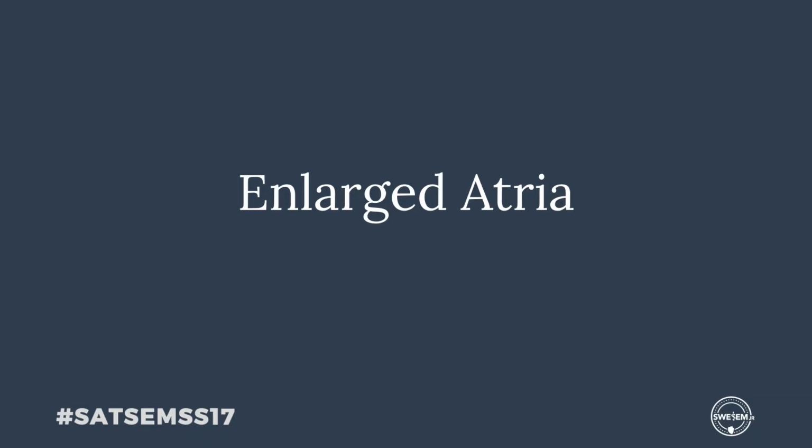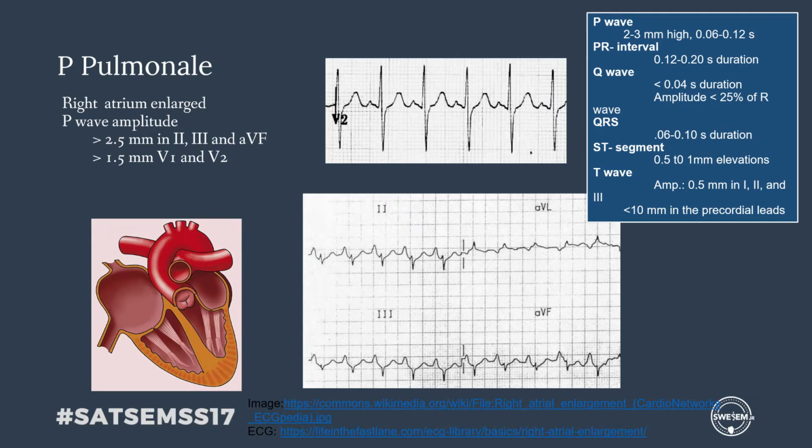Moving on to the section about enlarged atria. Starting off with the right side, atrium, also known as P pulmonale. Think P wave for the atrium and think pulmonary circulation when referring to the right side. Right side enlargement is quite simple, because thanks to the positioning and the anatomy of the heart, when the right atrium is enlarged, it produces taller P waves because of the altered conduction.